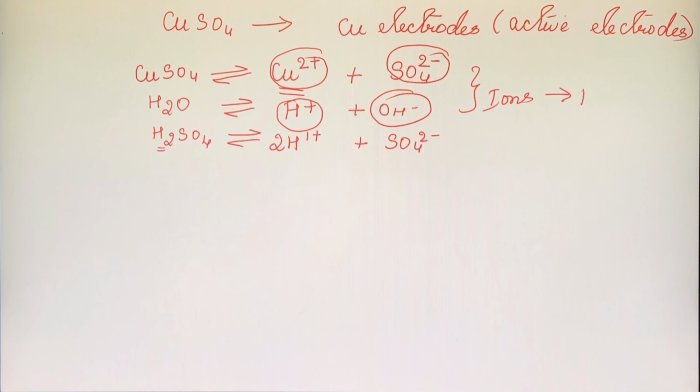They will try for a discharge. What's the meaning of the word discharge? They want to get discharged. They want to lose their charge, or in other words, they want to get neutral. So ions will start running towards the respective electrodes.